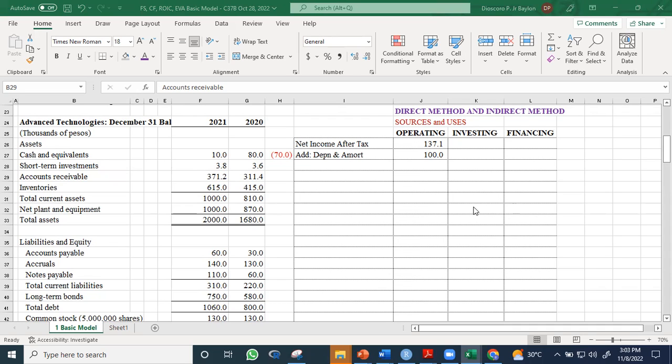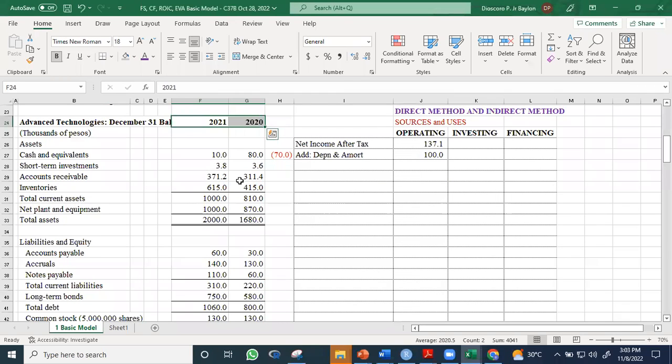Now we have to be very careful, class, because this is 2020, and this is 2021. So did receivables increase or decrease? Thank you, there was an increase, right? Thank you for correcting your answers. From 311 it became 371. Take note of the arrangement, and just be very careful with how the balance sheet is arranged. So you're correct, it's an increase.